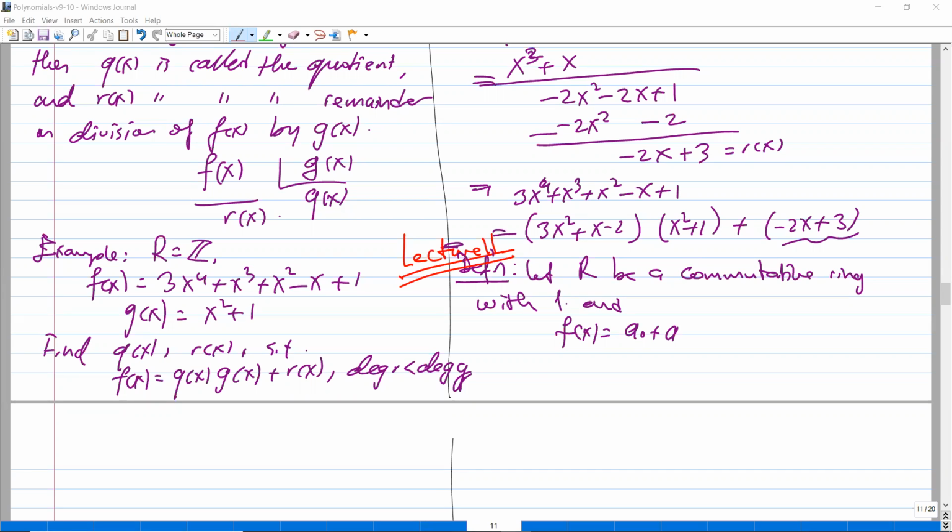Today I will talk about polynomials again. I will continue with the polynomials. Okay, last time we stopped, we finished here in this definition. Let me finish that definition.